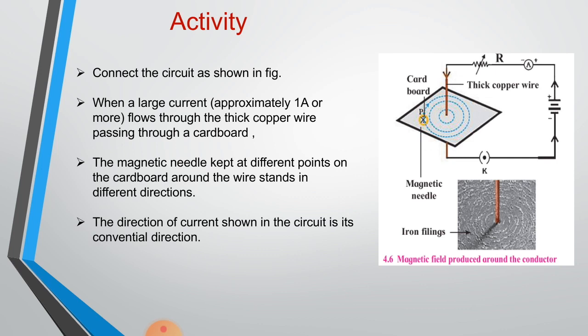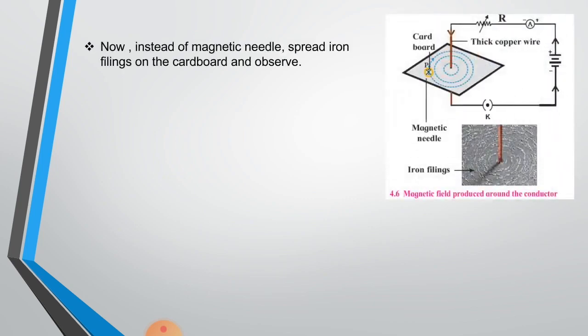Conventional direction, which means what? Positive to the negative terminal. Okay, it is from the positive to the negative terminal. The direction which is from positive to negative. So that is called the conventional current, conventional direction.